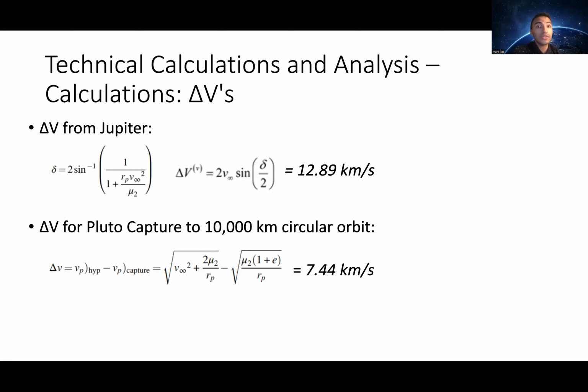The next delta V we calculate is the delta V provided by the Jupiter gravity assist. This can be found by first calculating the turn angle our spacecraft will be performing from our trajectory. We found that our delta V from the gravity assist is 12.89 kilometers per second. Our final delta V our spacecraft will perform will be for the Pluto capture for an altitude of 10,000 kilometers for a circular orbit. We found that delta V burn was 7.44 kilometers per second. Next slide, please.